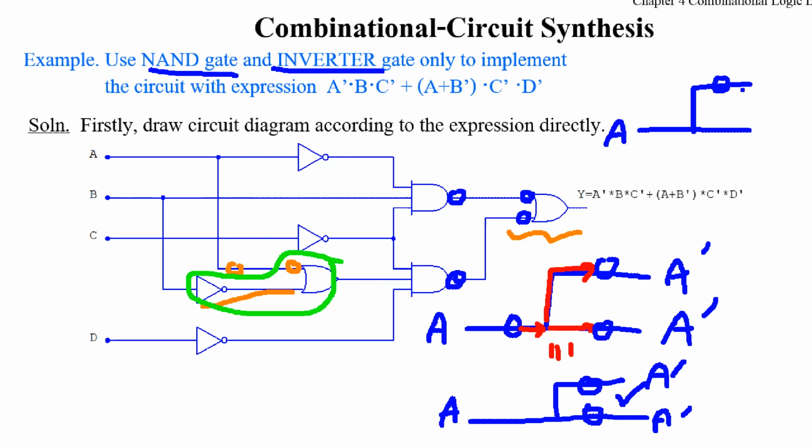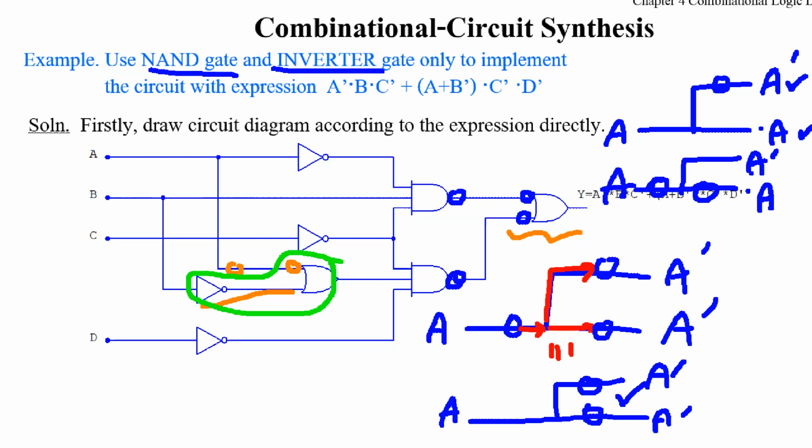And if the input at this point is A prime, this point is A, right? So if I want to move this one to be here, what happens here? Now A prime is here, right? But I want to keep this point to be A also. Now it's A prime here, right? So what should I do? I should add an inverter here. So when I add an inverter here, now this point is A, right? Same as this.